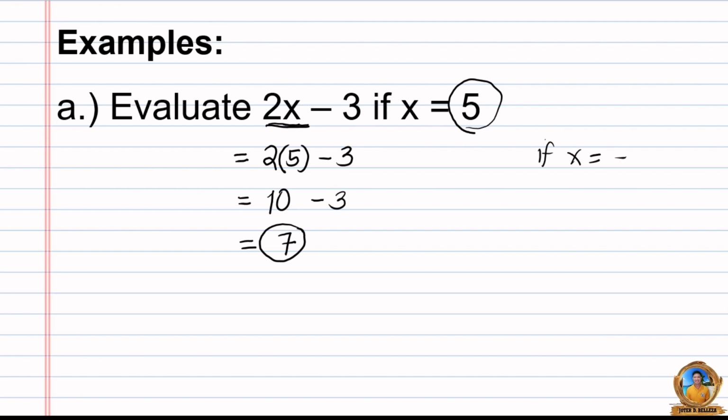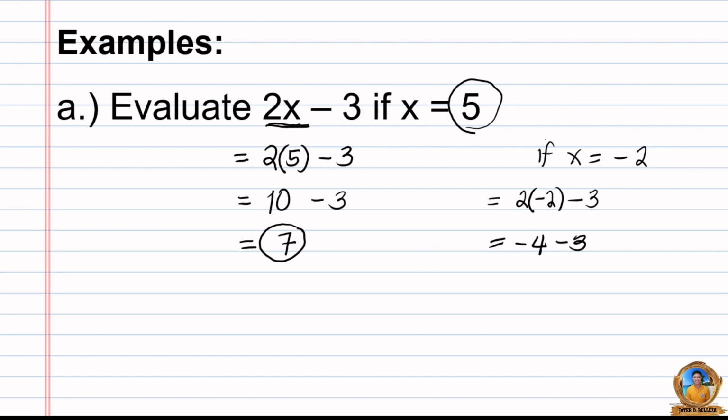negative 2. So, ano kaya magiging value ng expression natin, no? So, ganun pa din ang process. So, we have 2 times, palitan lang natin yung x ng negative 2, and then proceed to operation. So 2 times negative 2, according to the rules of signed numbers, multiplying a positive by a negative number, the sign will be negative. So that will be negative 2 times 2 is 4 minus 3.